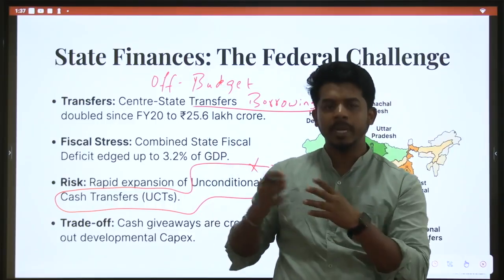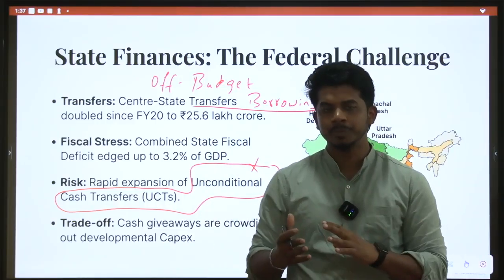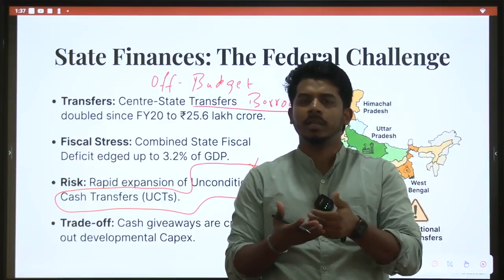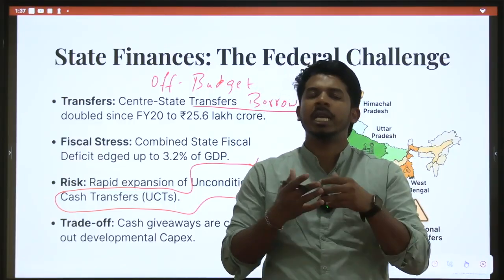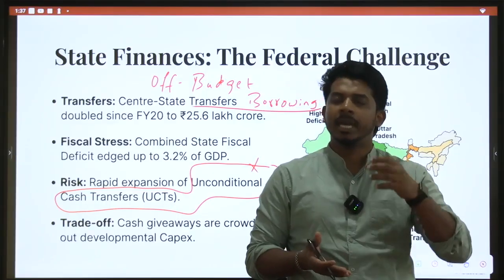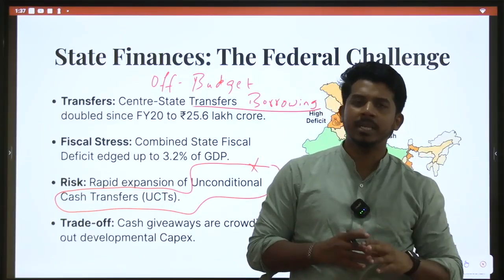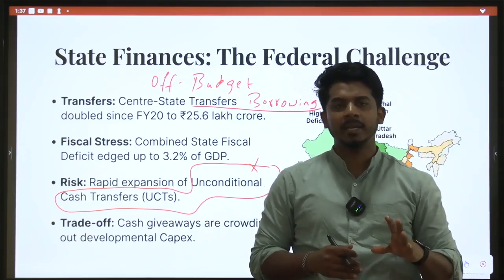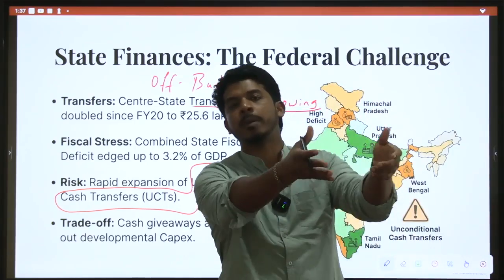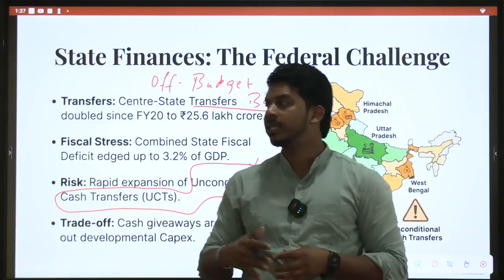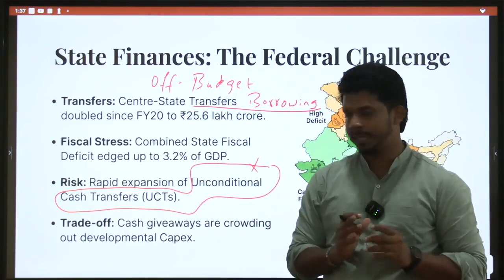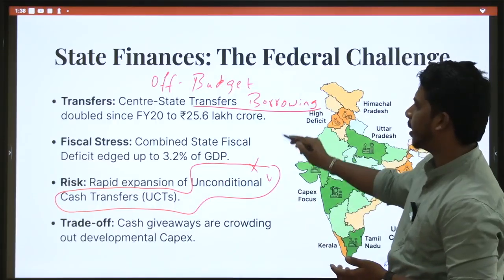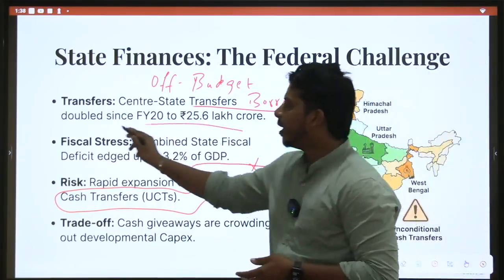So many governments are resorting to this tactic of taking borrowing, taking loans, but they are not taking it in their name. They are not announcing it in their budget. They are using other companies, other public sector enterprises as a disguise and taking loans which they want for public purposes. So these are called off-budget borrowings. So state governments are resorting to things like this. That is why they are feeling the stress.